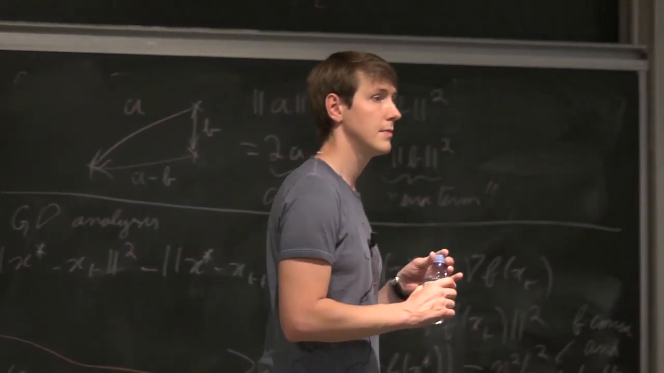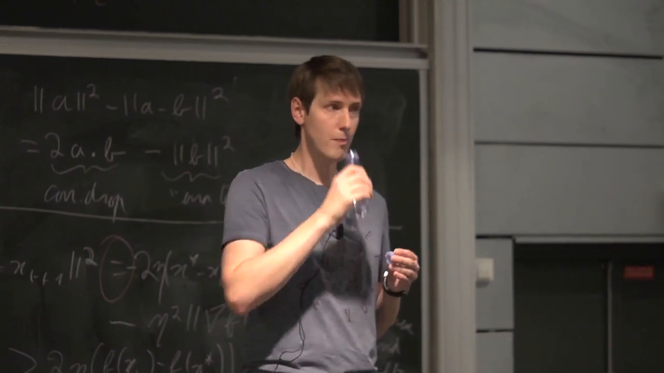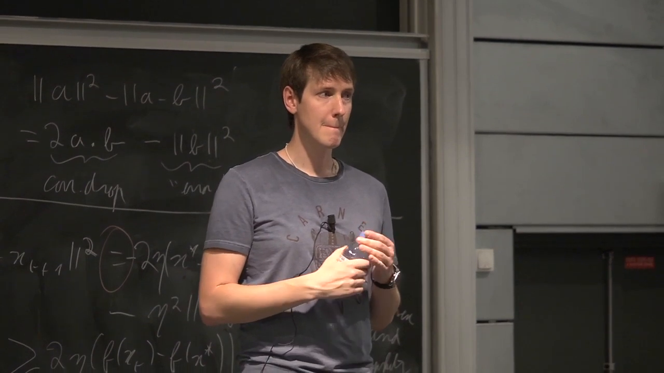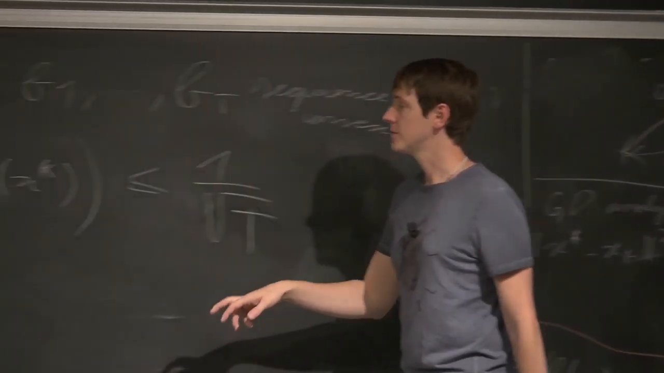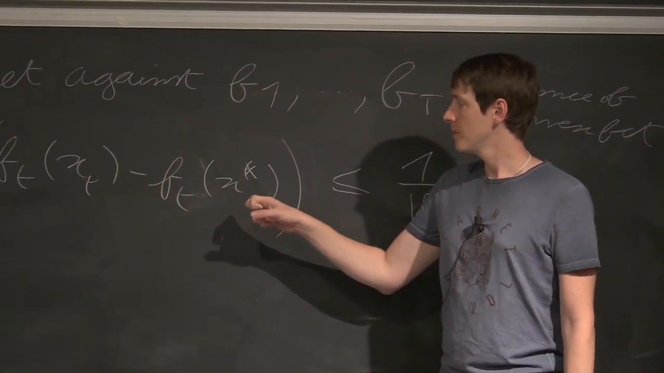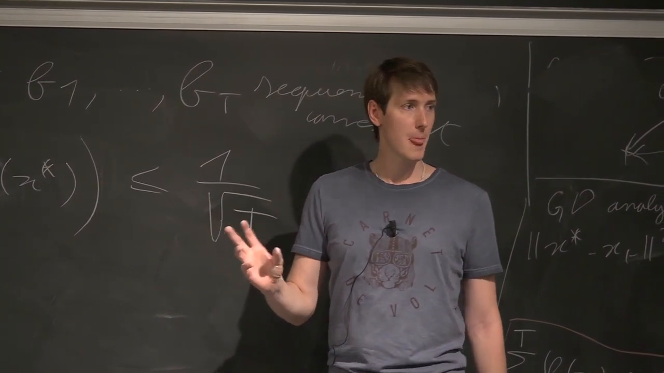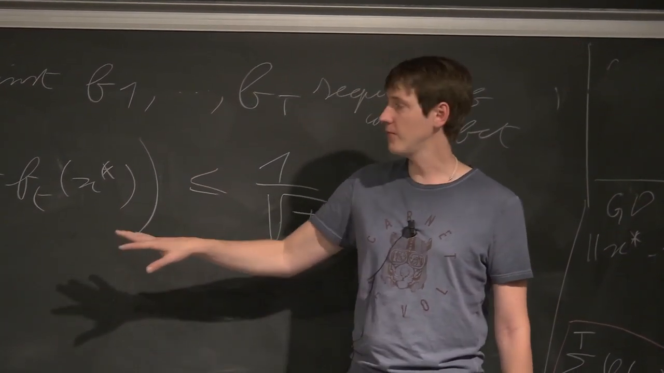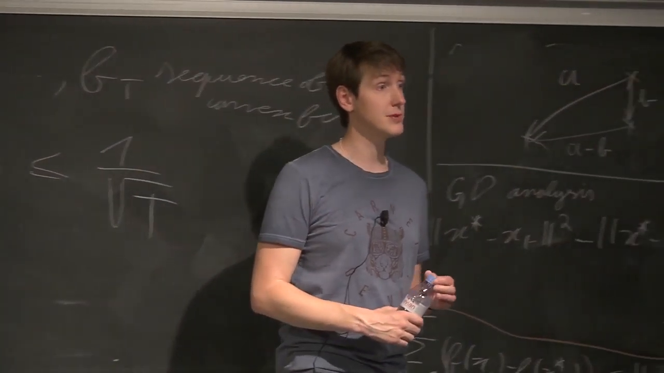Very simple. So here the assumption is that ft for every t has a minimum that is this x star. No. These fts, they could have completely different minimums. What I'm saying is that I'm comparing to some fixed point x star. So you can think that x star is the minimum of the sum of the functions, the sum of the ft.